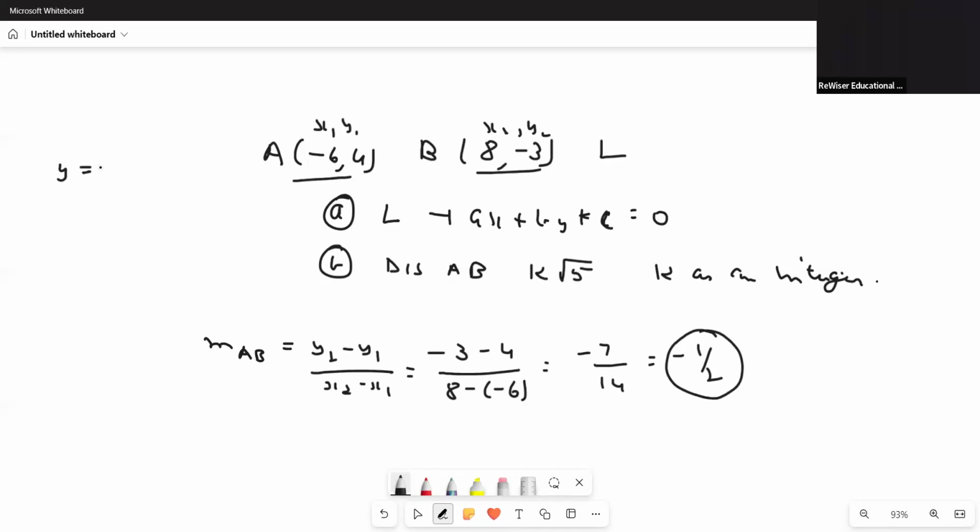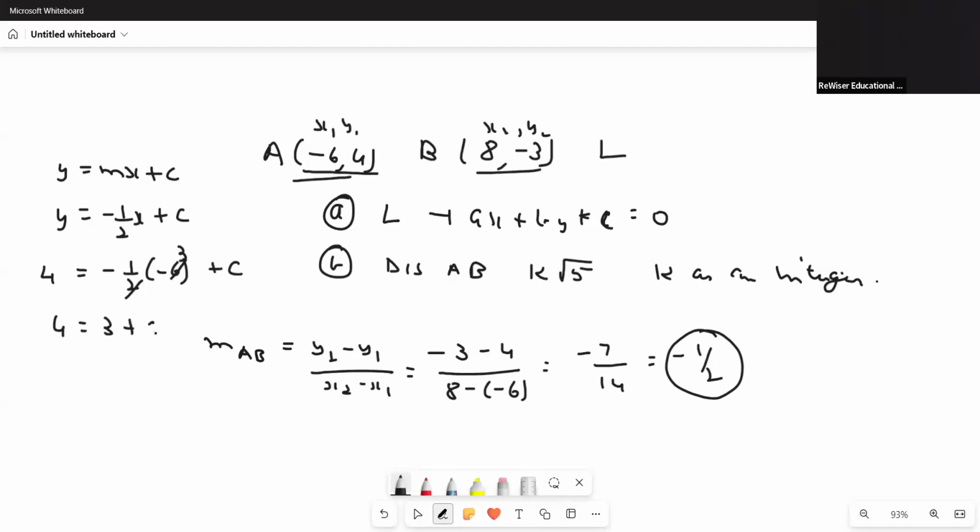So we can put it into the favorite form, y is equal to mx plus c, right? So y is equal to minus half x plus c. I can take any of the coordinates. Let's take the first one, right? So I can place y as 4 minus half and I can place x as minus 6, right? Plus c. So minus minus, this gets cancelled, right? Got that? So I got 4 equals to 3 plus c, or the value of c is 1, right? So that literally means my equation now becomes y is equal to minus x by 2 plus 1, right?